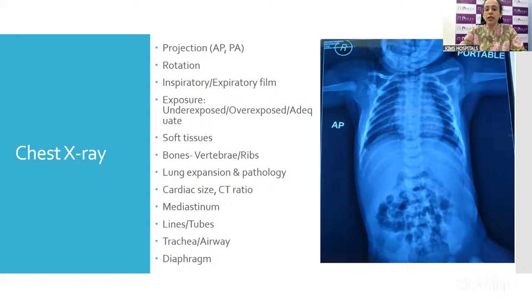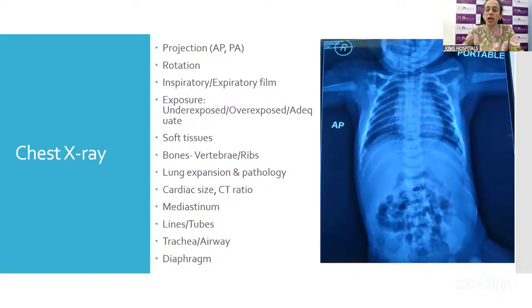And then inspiratory film and expiratory film. This is difficult to tell in a neonate. In an expiratory film, the domes of the diaphragm will be flattened, but in babies, most of the X-rays will be in expiration only, because neonates spend a majority of the time in expiration.